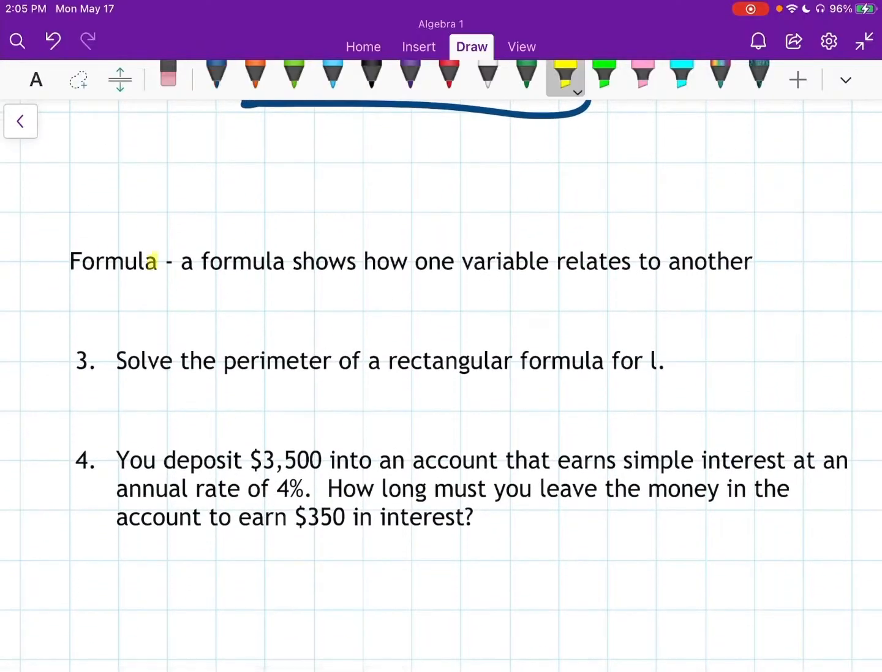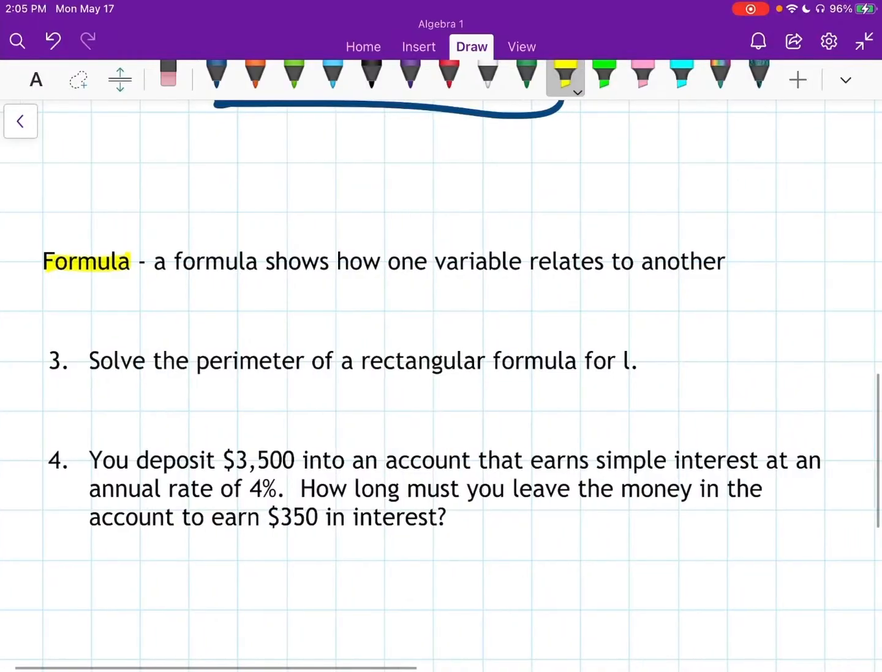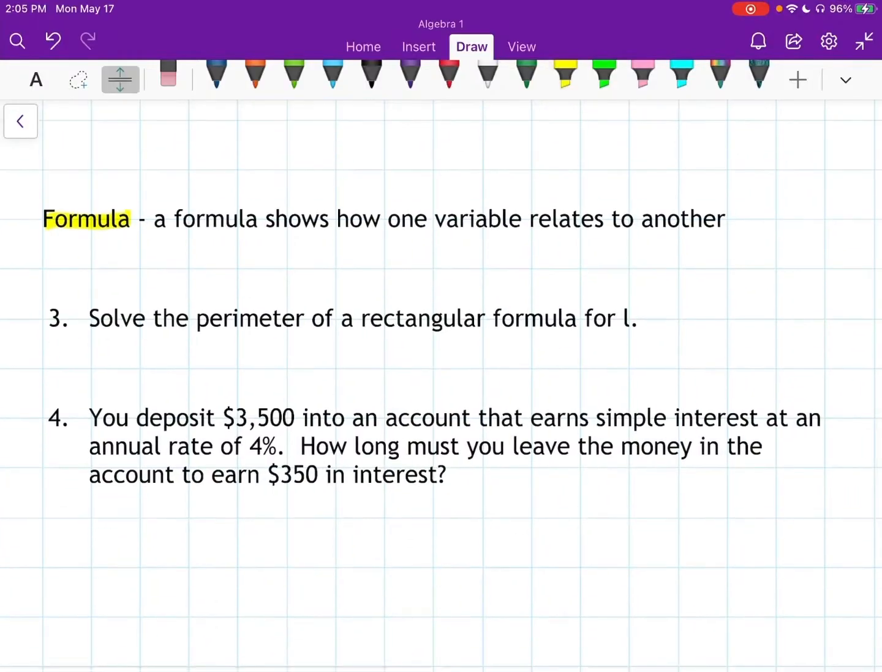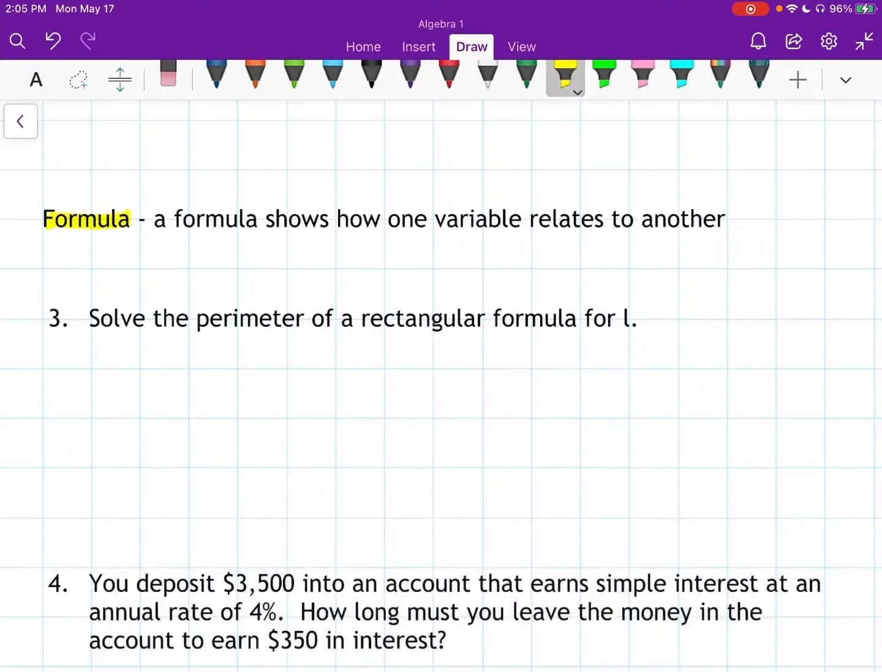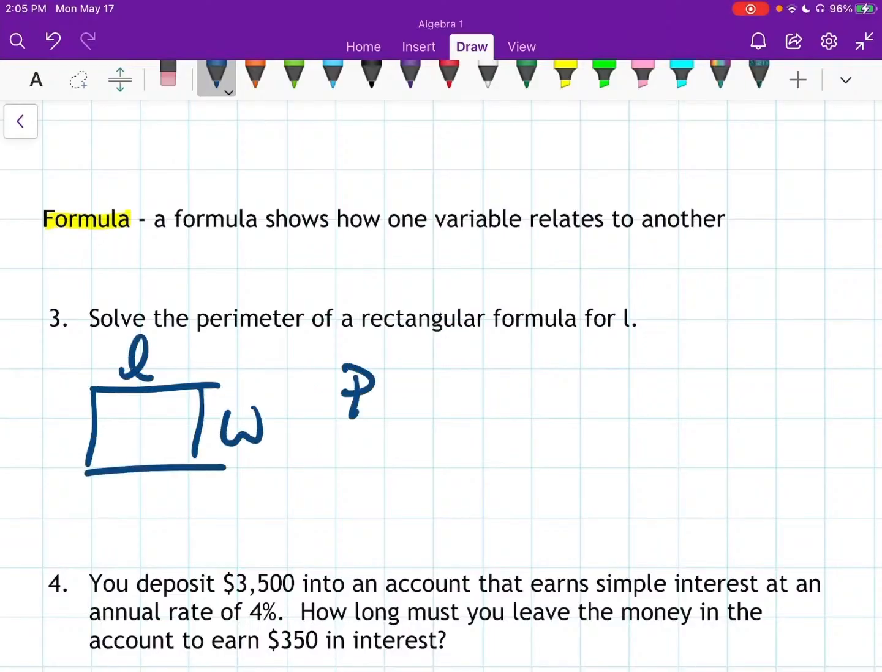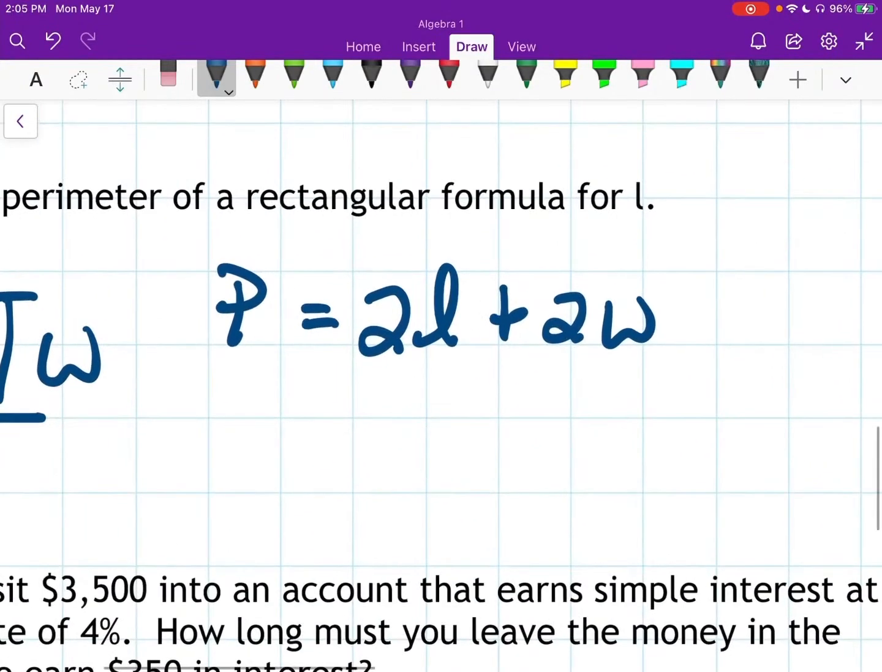Formula. I guess the definition of a formula, we need to give that. A formula shows how one variable relates to another. Right? Very bland, something easy. Number 3 here. Solve the perimeter of a rectangle formula for L. So remember a rectangle, we've got length times width. So the perimeter is 2 times the length plus 2 times the width. And we're supposed to solve for L, the length.